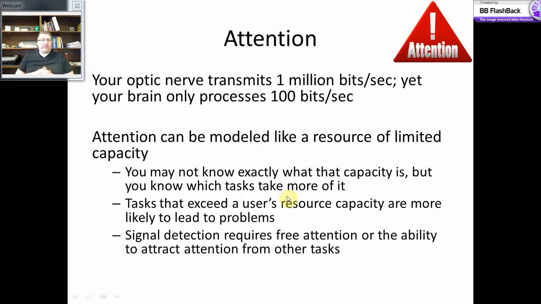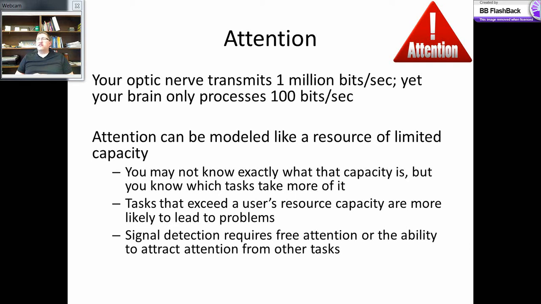All right. So there's some theory. Now let's move on to a different kind of theory. Okay, attention. Attention, right? Your optic nerve transmits 1 million bits per second. Yet your brain only processes about 100 bits of optical information per second.